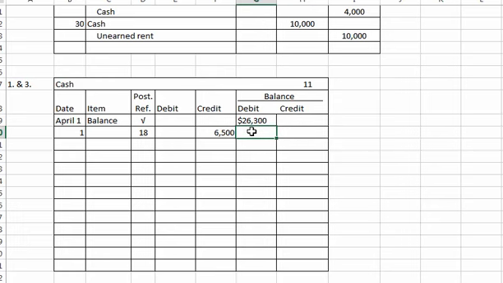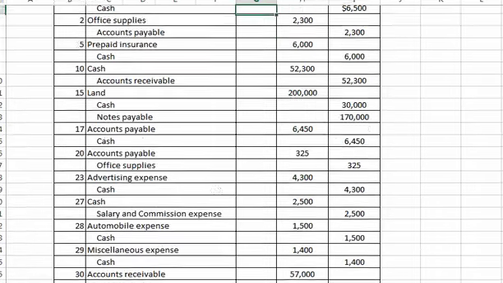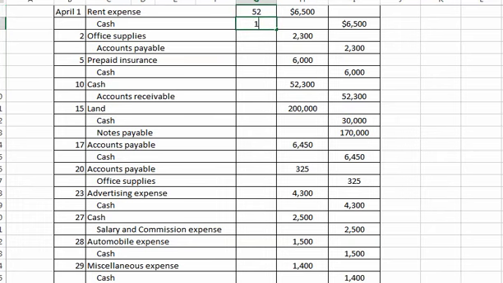So if they're the same, you add them together. If they're different, you subtract. So this is going to be equal to $26,300 minus the credit entry for $6,500. And that equals $19,800. All right, cash is account number 11. So we're going to come back up, and in the posting reference column of the journal, we're going to put in 11 to show that that's where it was posted to.